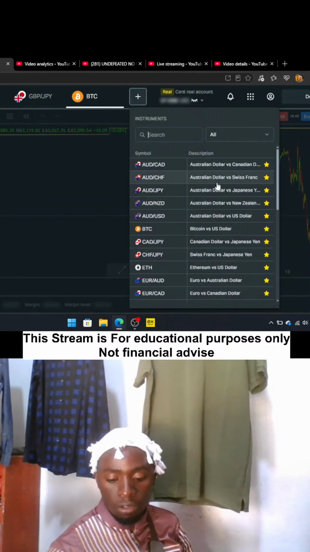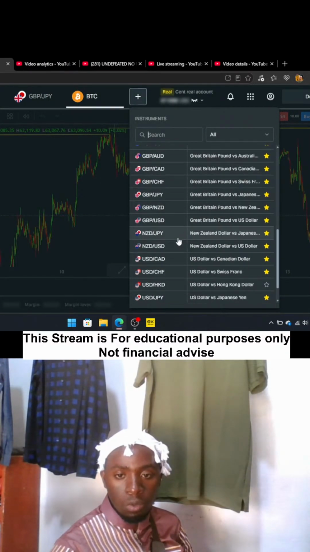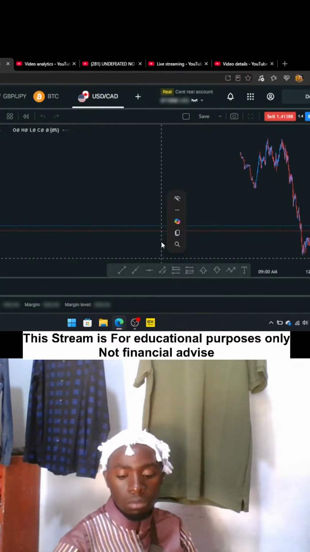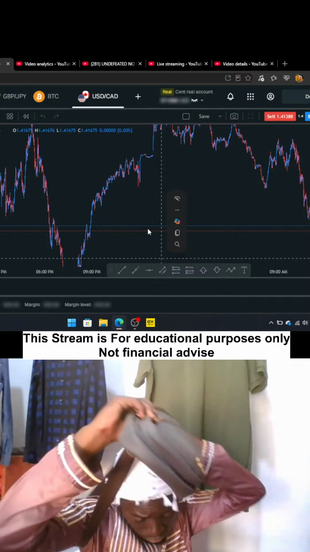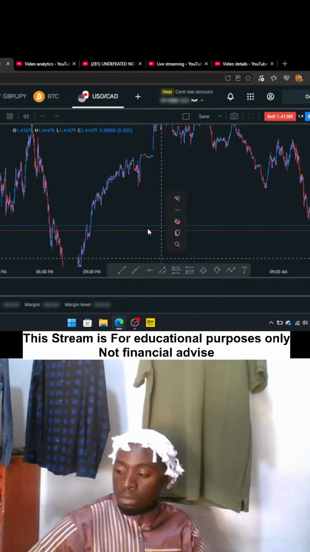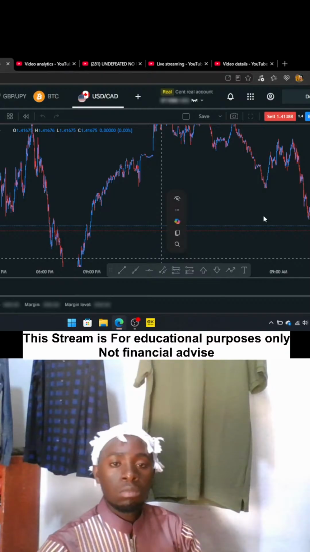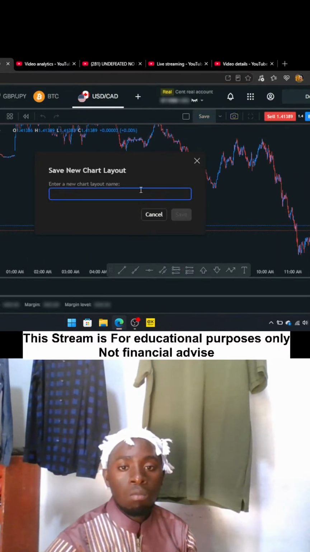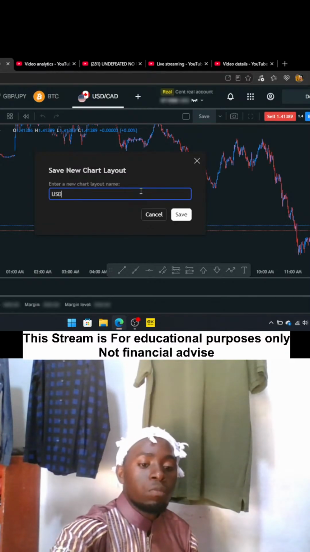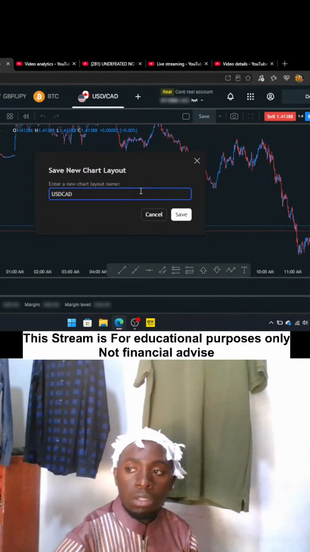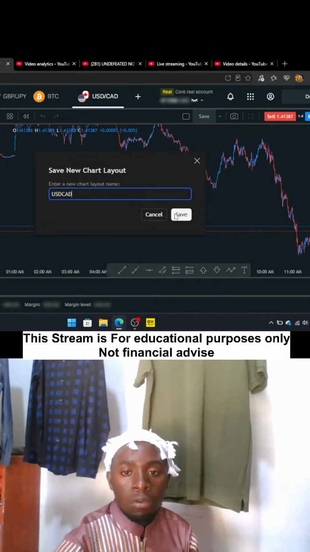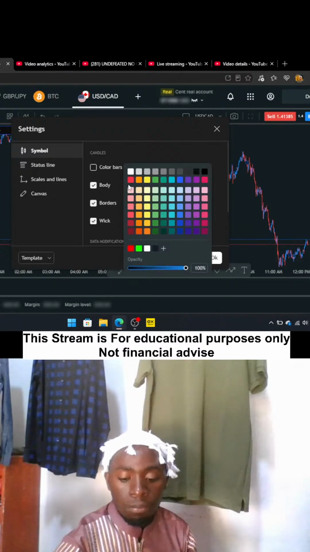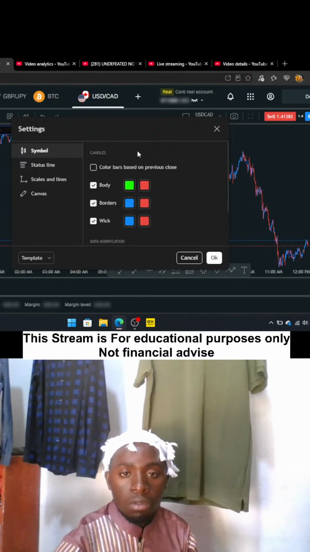So I'm going to check the next pair. That will be USD CAD. USD CAD right there. You can always let me know in the comment section which pair you want me to check, and I'll share my thoughts.